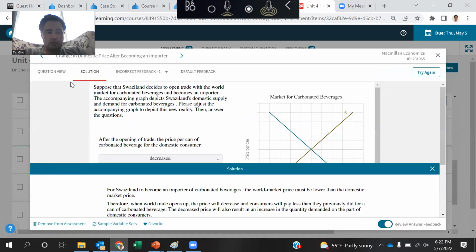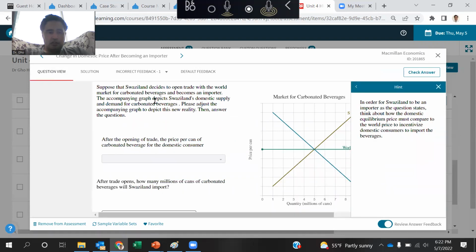Change in domestic production. Swaziland decides to open trade with the world market for carbonated beverages and becomes an importer. The graph depicts Swaziland's domestic supply and demand for carbonated beverages. Please adjust the graph to depict this new reality, then answer the questions. They're not going to trade unless the world price is lower. The price per can for the domestic consumer, let's see, we can either move that up there.